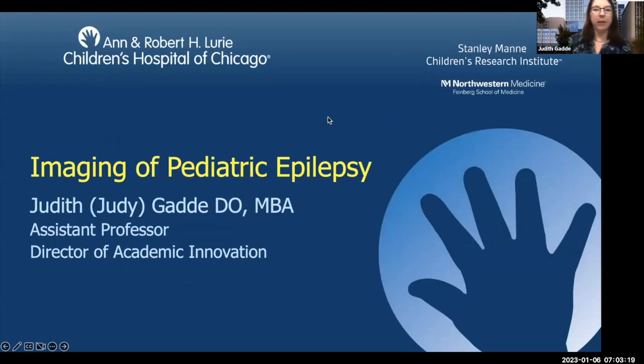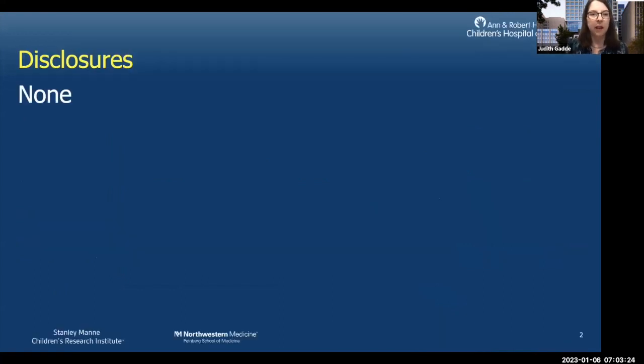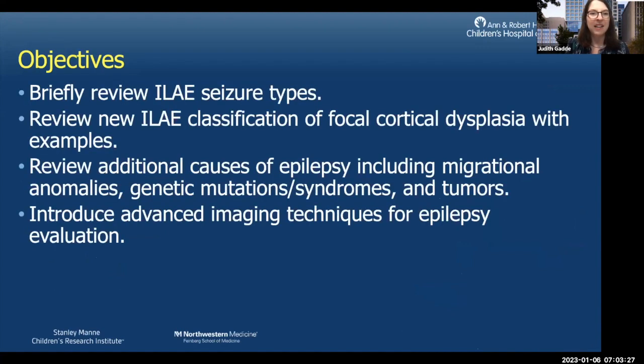Okay, so we are going to be talking about imaging of pediatric epilepsy. I have no disclosures. So some brief objectives for today's talk. We will initially talk about different seizure types, and then review the ILAE, which is the International League Against Epilepsy, classification of focal cortical dysplasia with examples of each of those. And then also review additional causes of epilepsy, including migrational anomalies, genetic mutations, syndromes, and tumors. And that will be it.